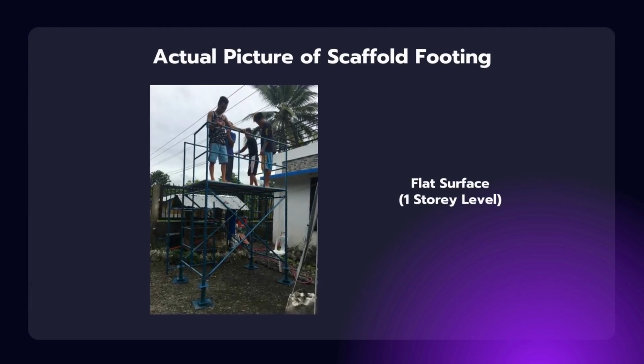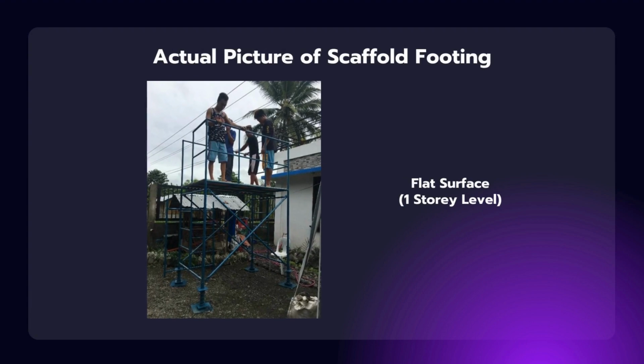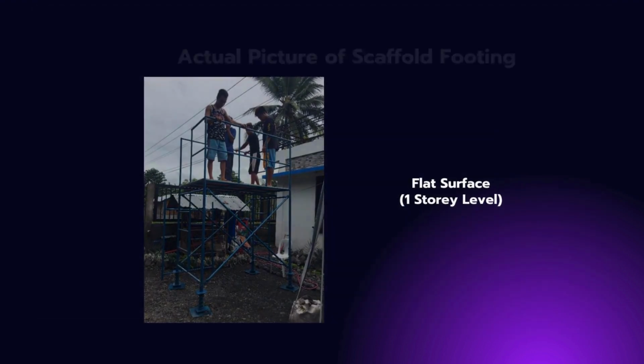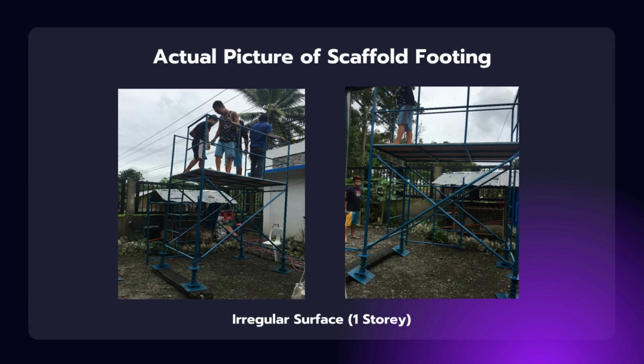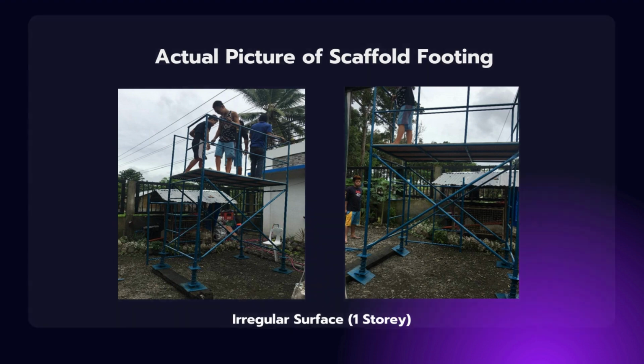This is the actual picture of scaffold footing at a flat surface of 1-story level. The next picture is the actual picture of the scaffold footing at the irregular surface in 1 story. The first picture shows that the first pair of the scaffold footing is at different height compared to the back pair of the scaffold. The next picture shows that the first pair of footing of the scaffold is at a 30-degree angle and the platform remains flat.